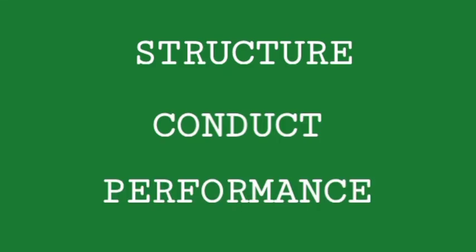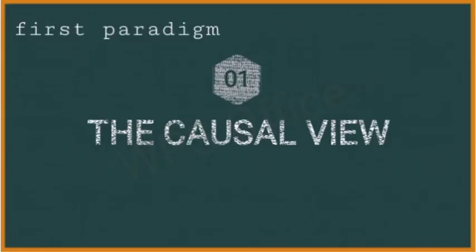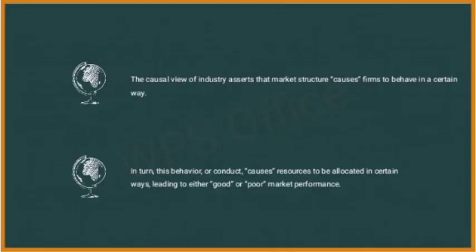I suppose that you have already familiarized yourself with those three terminologies, so let's proceed with our topic. Our goal for this lesson is to understand how these three terminologies, the structure, conduct, and performance, relate to each other by the different paradigms. First is the causal view. The causal view of industry asserts that market structure causes firms to behave in a certain way.